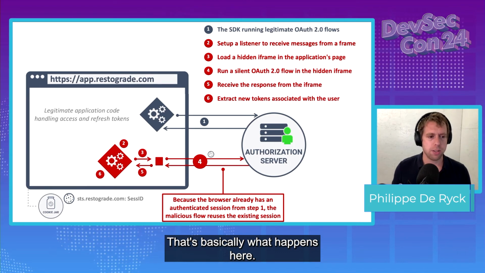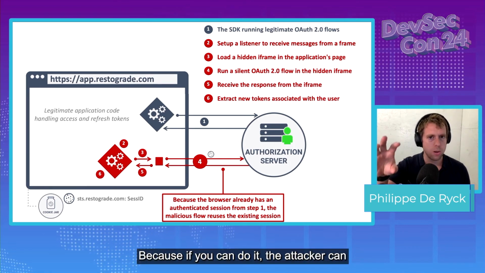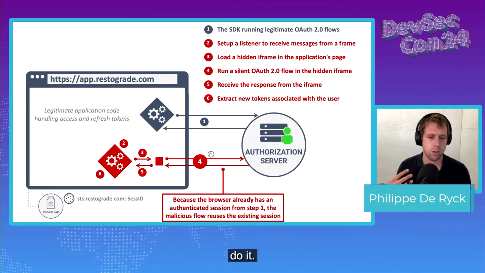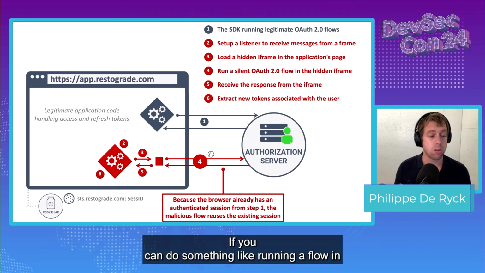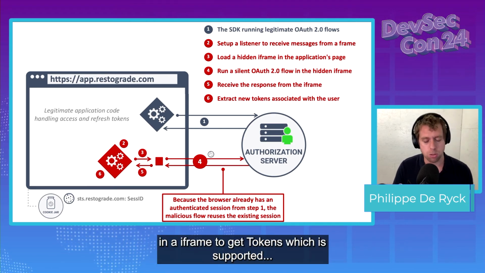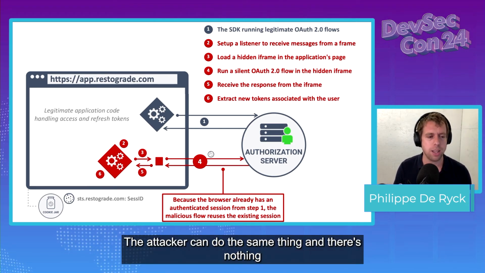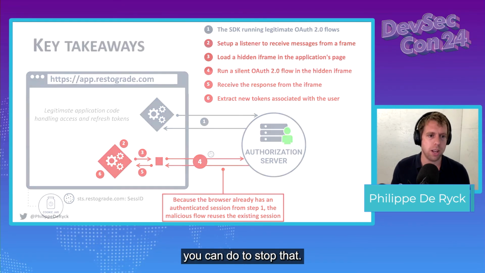That's basically what happens here. Because if you can do it, the attacker can do it. That's a key takeaway here. If you can do something, like running a flow in an iframe to get tokens, which is supported by OAuth, the attacker can do the same thing, and there's nothing you can do to stop that.